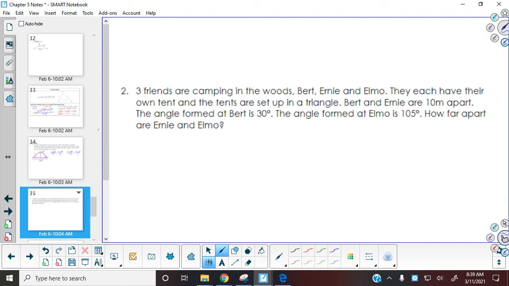For number 2, 3 friends are camping in the woods, Bert, Ernie, and Elmo. They each have their own tent, and the tents are set up in a triangle. Bert and Ernie are 10 meters apart. The angle formed at Bert is 30 degrees. The angle formed at Elmo is 105. How far apart are Ernie and Elmo?